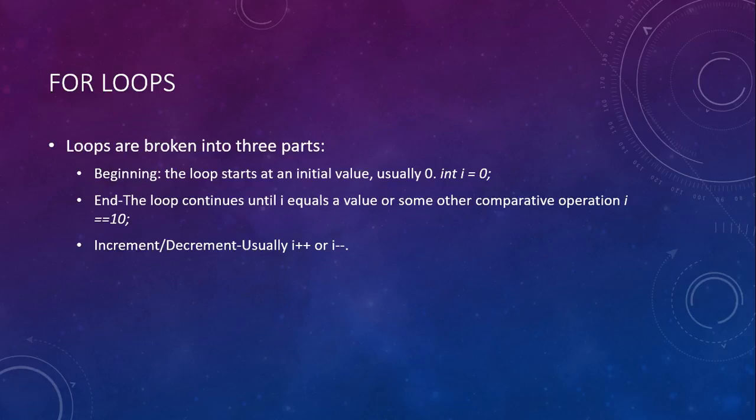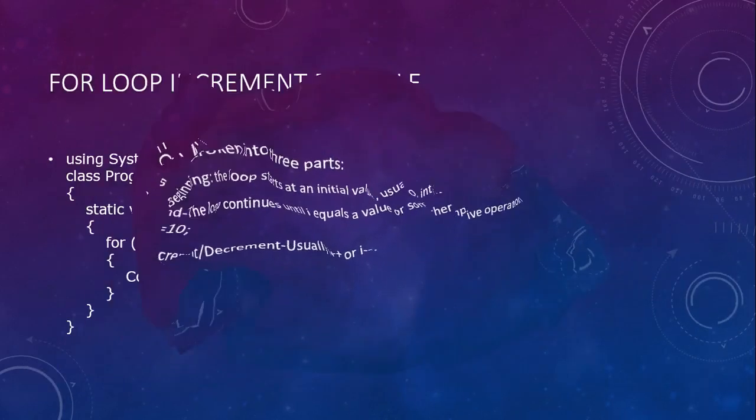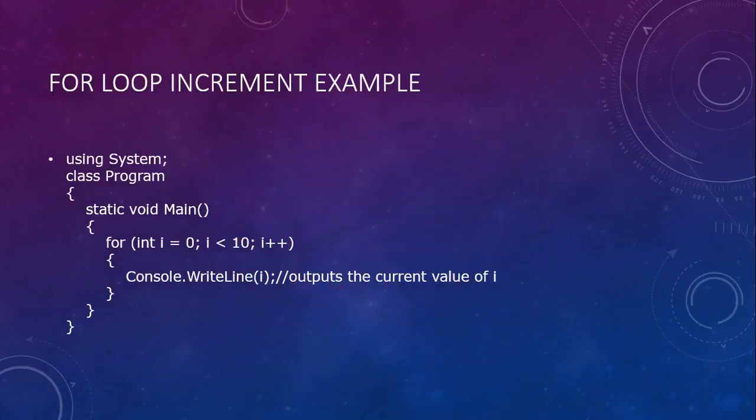And then lastly, you have the increment or the decrement. Typically, what you'll see is either i++, which means to add 1, or i--, which means to subtract 1. And after it does the addition or subtraction at the end of your loop, it goes through and runs the loop again, checks the conditions to see if it's true, and so on and so forth. So let's look at this with an example, which is probably going to be the best way to explain this.